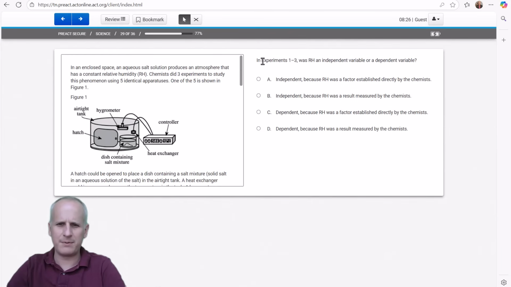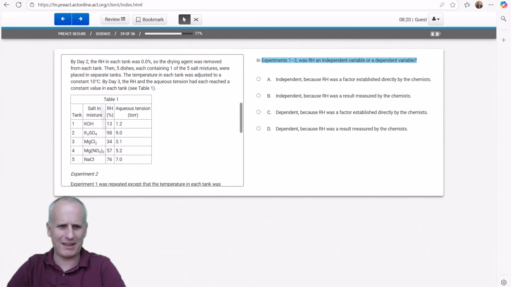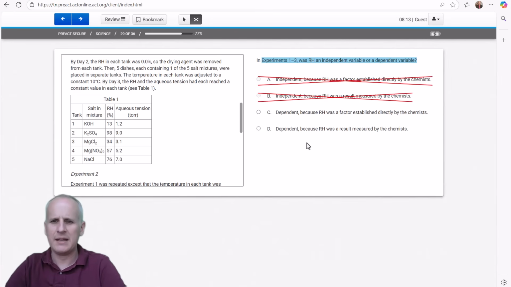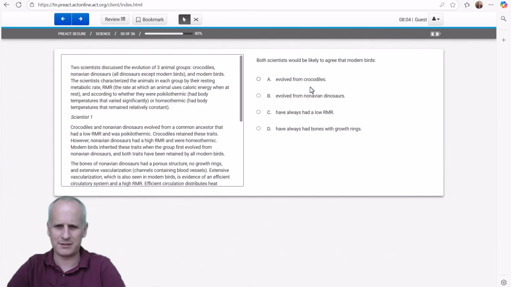Here we've got in experiments 1 through 3, was RH an independent or dependent variable? Well, the RH is changing based on the temperature. So it is not independent because it's not set independently of the experiment. It is not a factor directly established by the chemists. It is a factor that was measured by the chemists. So our correct answer is D. We move on to the next problem.